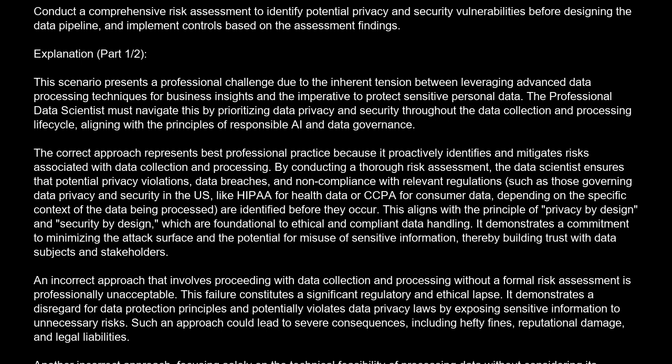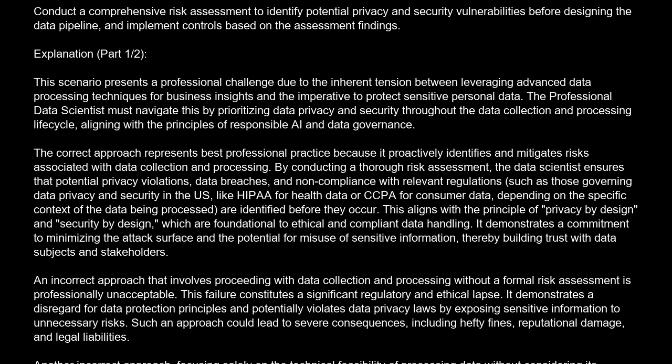The correct approach represents best professional practice because it proactively identifies and mitigates risks associated with data collection and processing. By conducting a thorough risk assessment, the data scientist ensures that potential privacy violations, data breaches, and noncompliance with relevant regulations, such as those governing data privacy and security in the U.S., like HIPAA for health data or CCPA for consumer data, depending on the specific context of the data being processed, are identified before they occur.